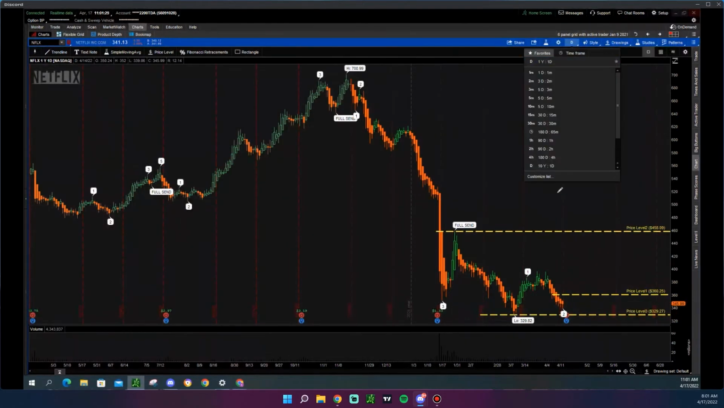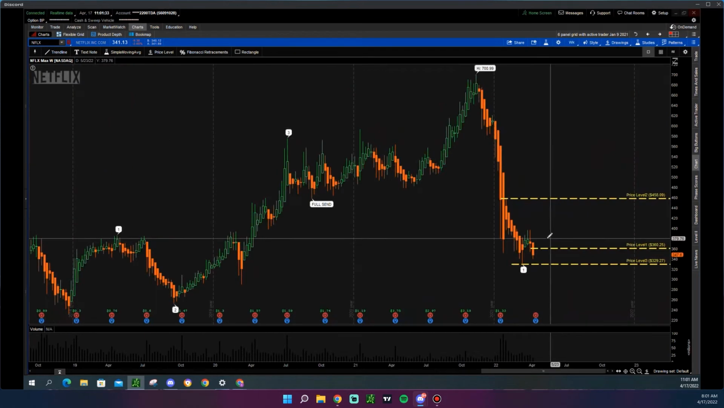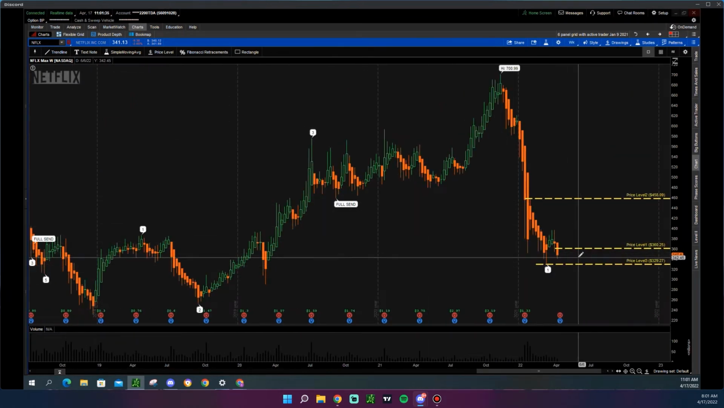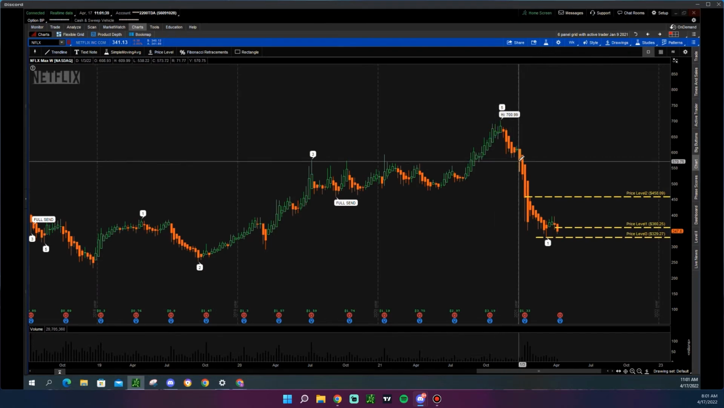And now I'm looking to see if there's any full sends on the higher time frames that I should be aware of. Like here, I don't see any full sends popping up on Netflix. Maybe not the best one to chart. Most probably people don't trade it here. Let's go to something that we love trading.